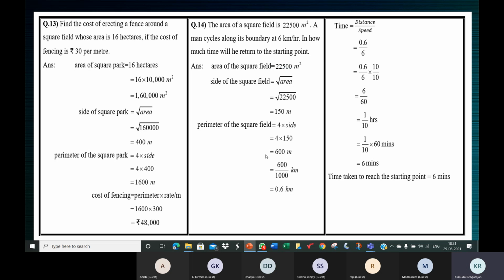So since he goes only one round and the speed is given in kilometers per hour, we convert this distance also to kilometers, meter to kilometer like this. And then we just put it in the formula. Time is equal to distance by speed. Why did we use this formula? Because the question is in how much time. So write this. Distance is 0.6, speed is 6 kilometers per hour. Then this is done to shift the decimal point. The answer which you get will be in hours because speed is in kilometer per hour. Convert that to minutes by multiplying by 60, and 6 minutes.